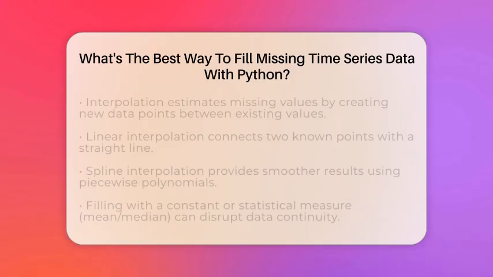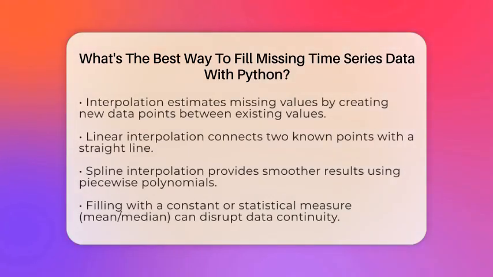Another popular method is interpolation. This technique estimates missing values by creating new data points within the range of existing values. The most common type is linear interpolation, where you connect two known points with a straight line. If you want a smoother result, you can use spline interpolation, which applies piecewise polynomials.